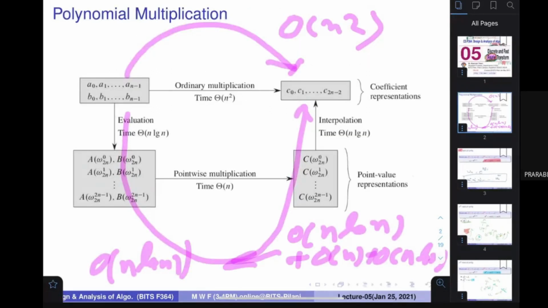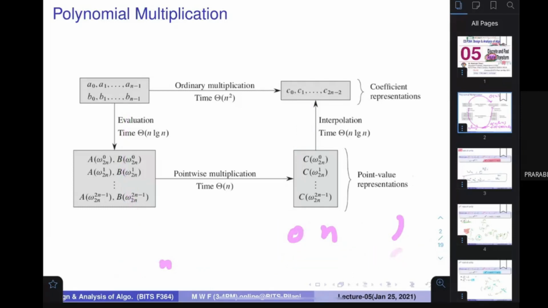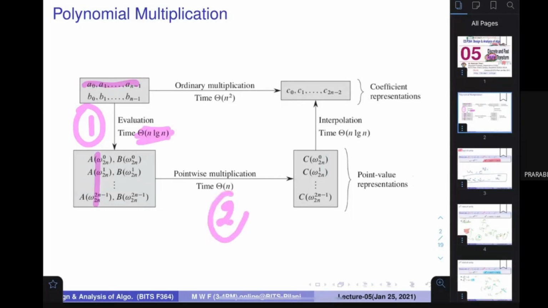First, number 1, given this number, how do I find out this thing in order of n log n time. Second thing, how to multiply. This is not important because you know how to do the multiplication. Third thing, how given all these n values you can find out this, in order of n log n time. This is also not very important because, as I told you, this also uses the same thing. So this part is important, how to find out this thing in n log n time.